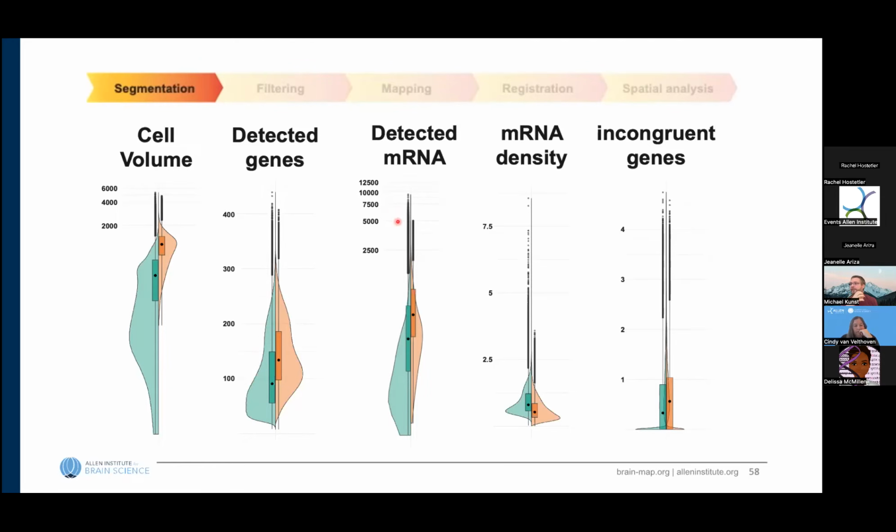Just by the sheer fact of the bigger you make your volume, the more likely you should pick up stray mRNA. So seeing a decrease is a sign of increased quality of the cell segmentation. And then reverse is we actually see the density of the mRNA go up.